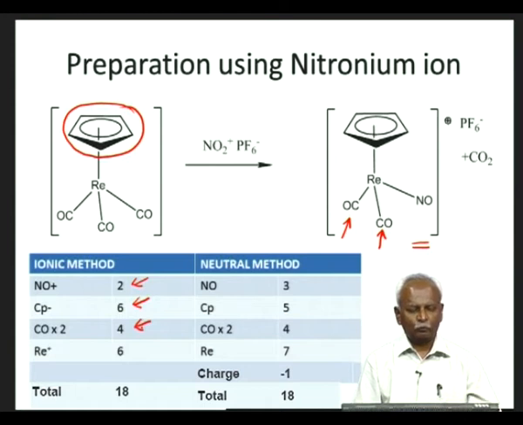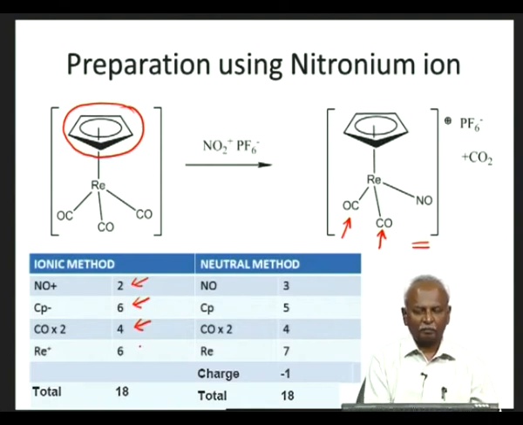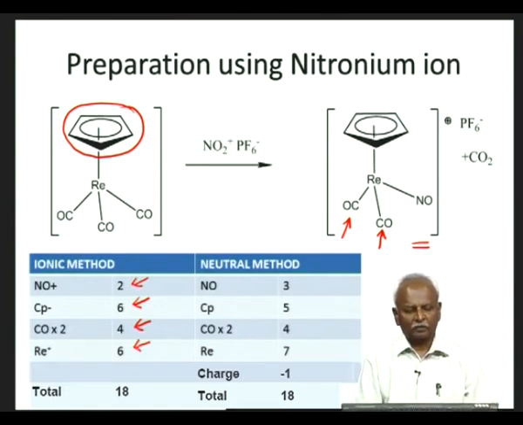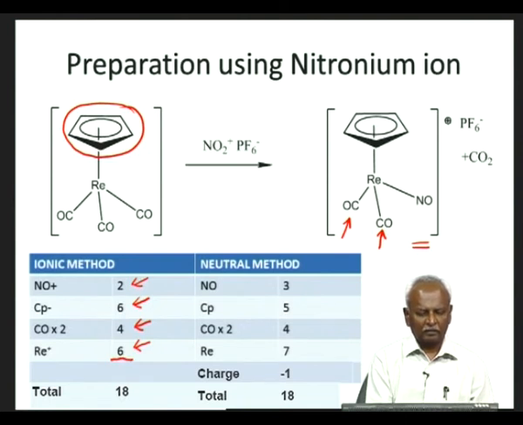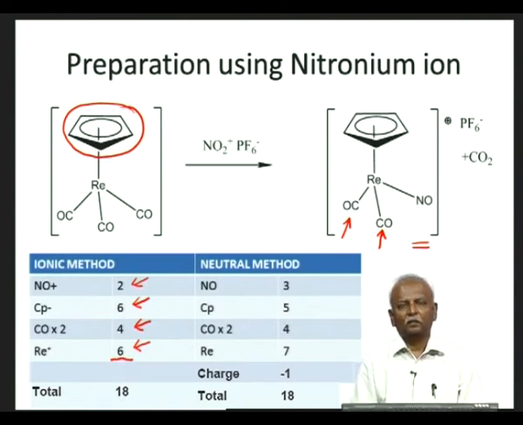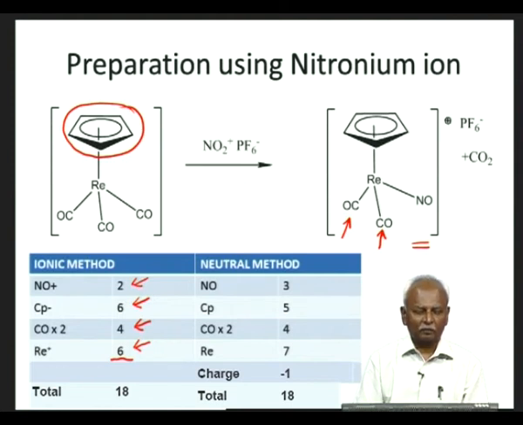If you add up all the charges, you will notice that you have a net positive charge. So, rhenium must be in a +1 oxidation state. Since it is a metal with 7 valence electrons, we end up with 6, and adding 6, this gives us a total of 18 in this particular method. Using the ionic method, we have arrived at an electron count of 18.